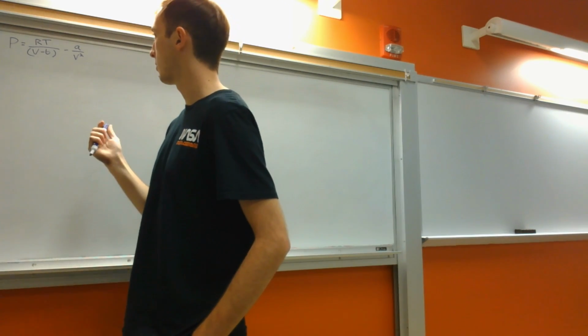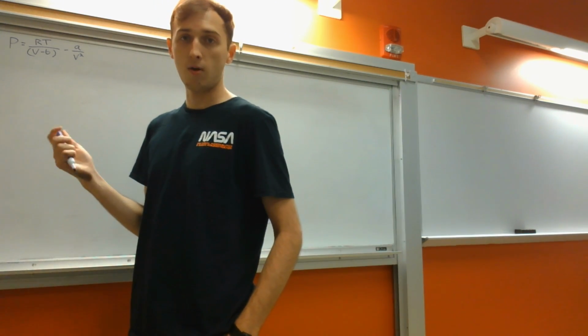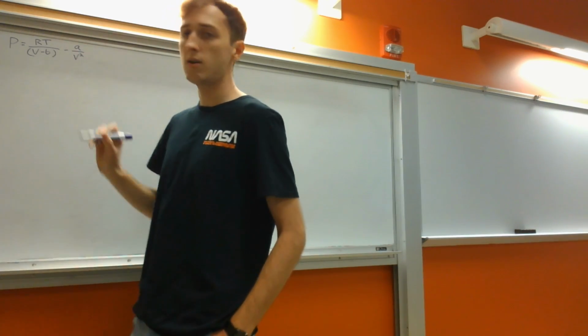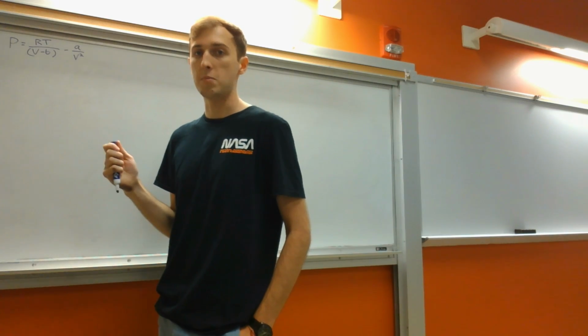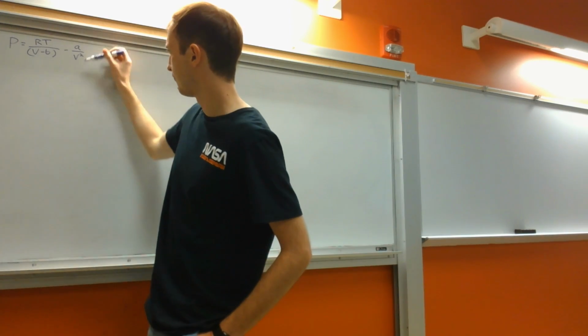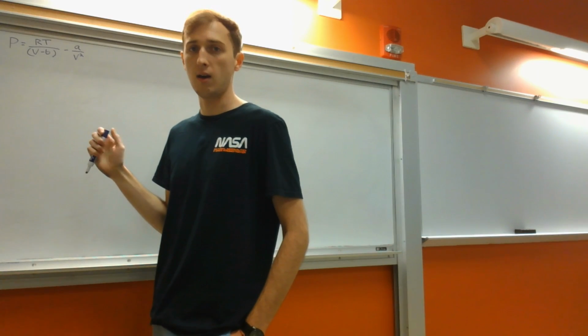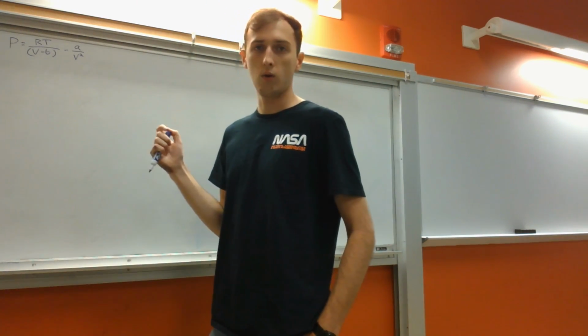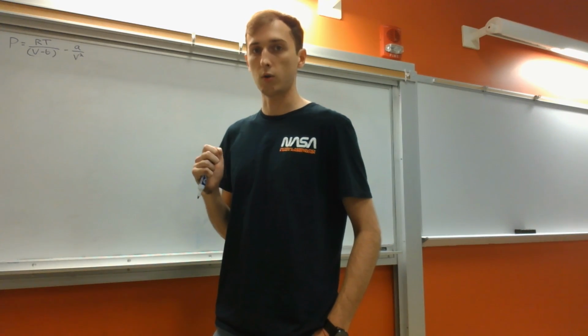V is simply the molecular volume of this, and B is like the actual occupied volume in our system. And then A is an attraction constant. So we need to look at the curves that the van der Waals equation produces.